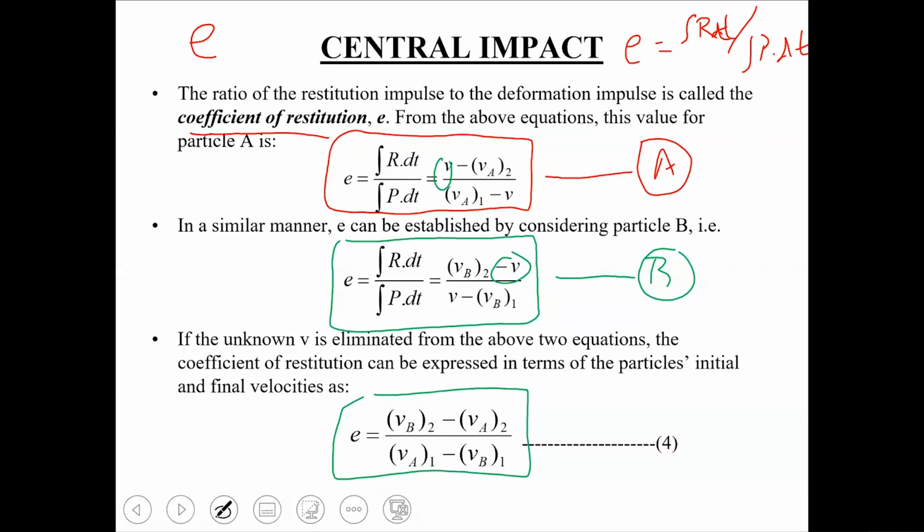So once you eliminate V from equation A and B, you are going to get the equation for this coefficient of restitution to be equal to VB2 minus VA2 over VA1 minus VB1. Okay, now my next question is, what does this VB2 minus VA2 represent? Sir, difference in the final velocities. इस डिफरेंस को हम कोई खास टर्म कहते हैं?